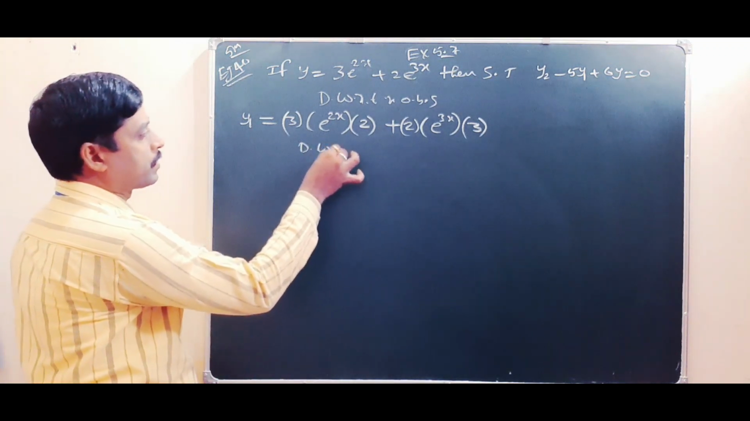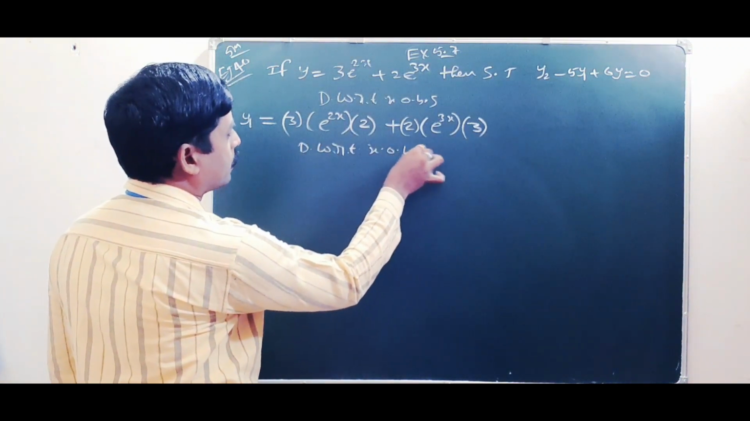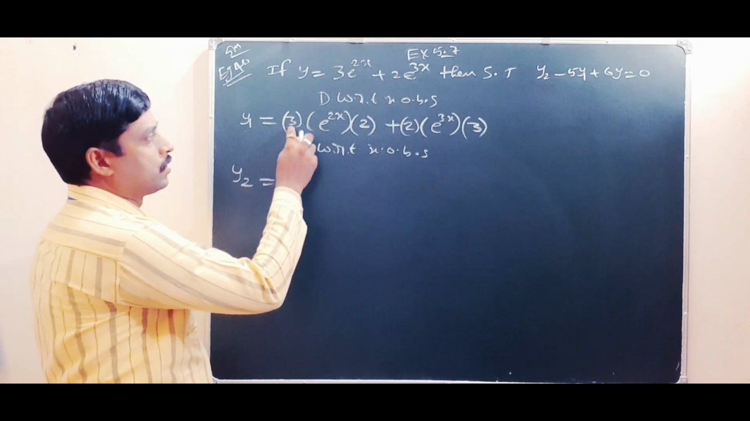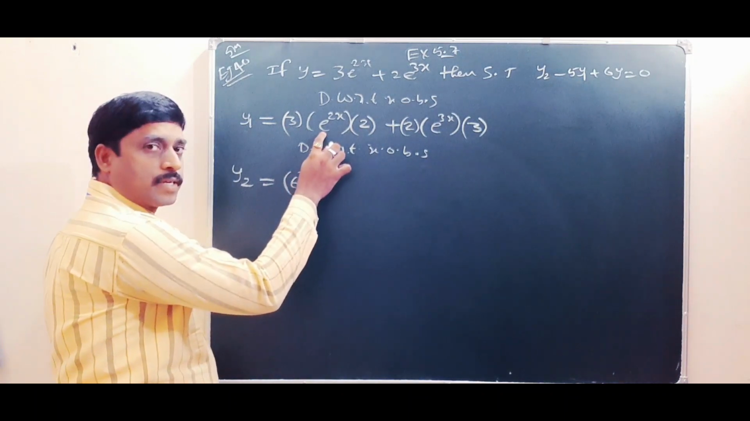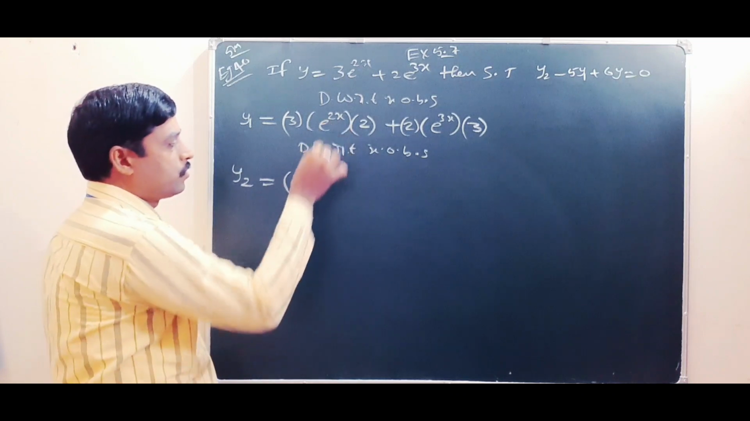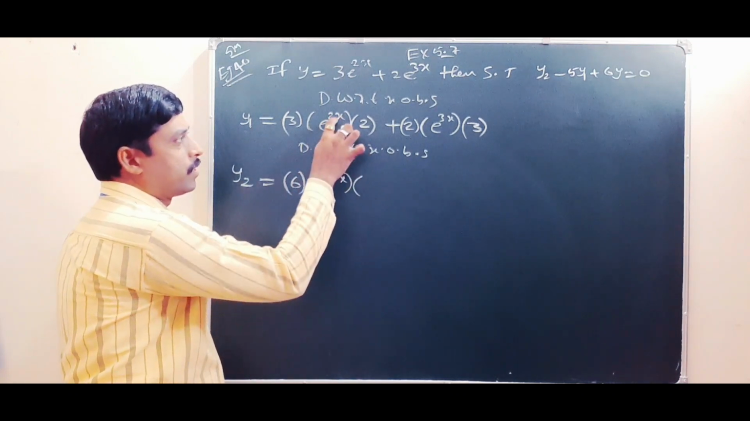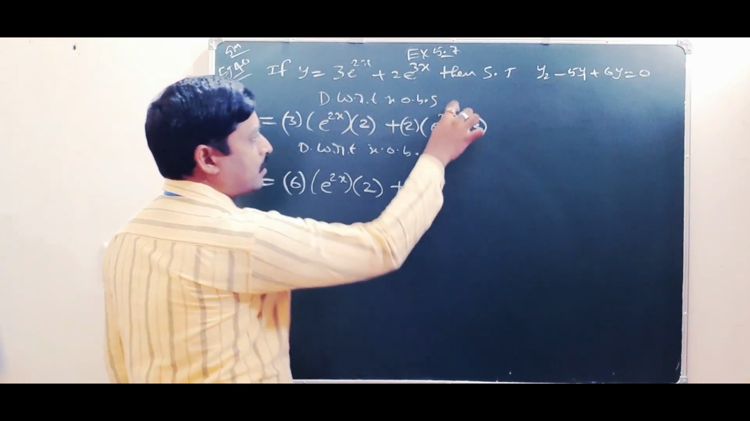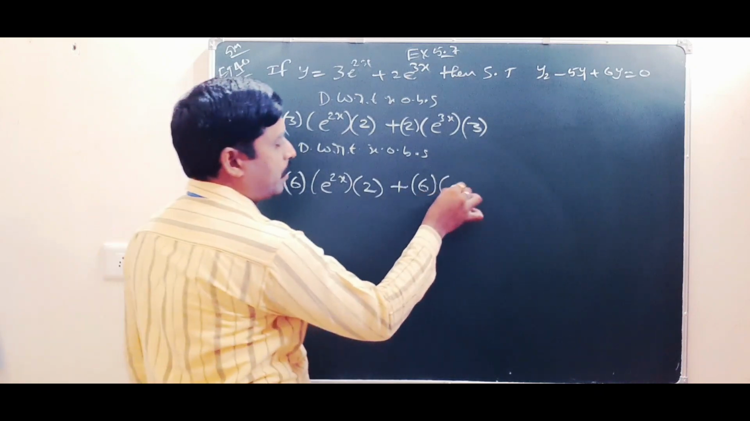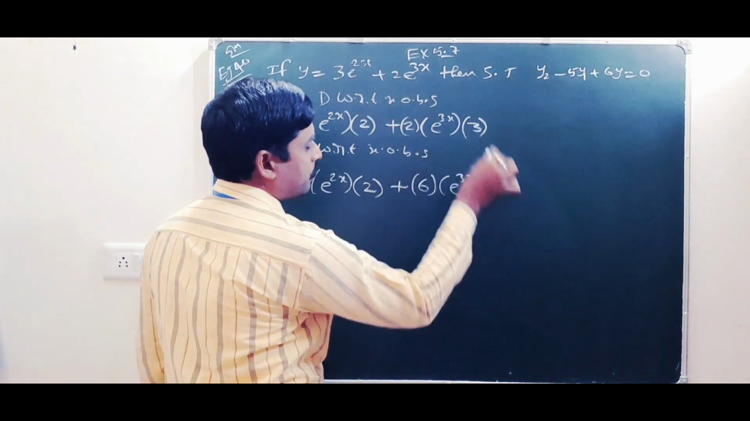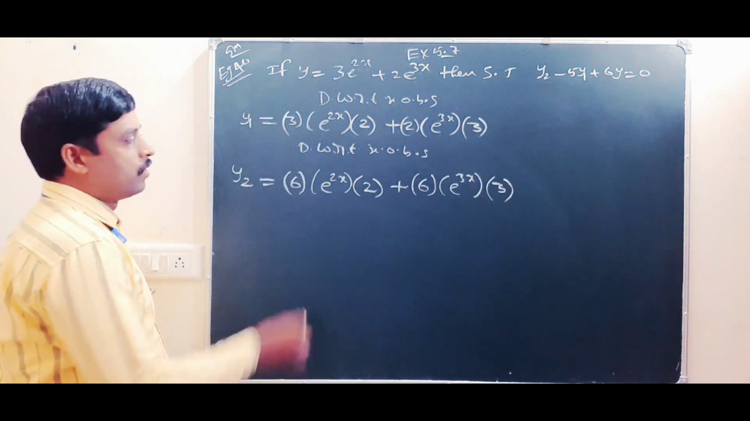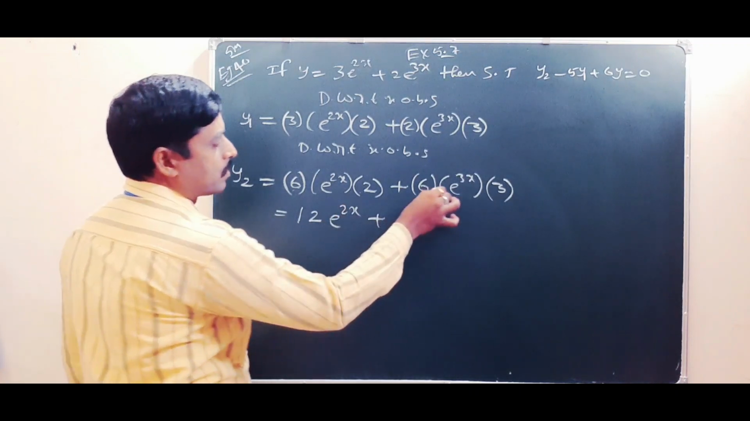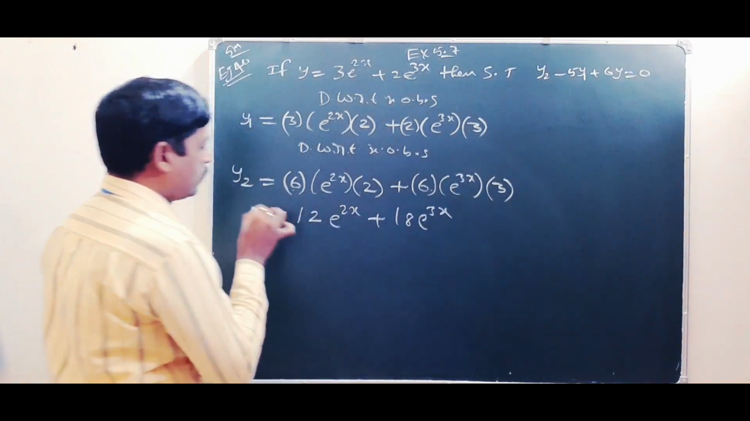Again, differentiation with respect to x on both sides. Differentiation of y1 gives y2. 3 into 6 constant, differentiation of e to the power 2x is e to the power 2x into differentiation of 2x, which is 2. So 2 times 3 is 6 constant. Differentiation of e to the power 3x is e to the power 3x into differentiation of 3x, which is 3. This is going to be 12 e to the power 2x plus 18 e to the power 3x. So what is this? y2.